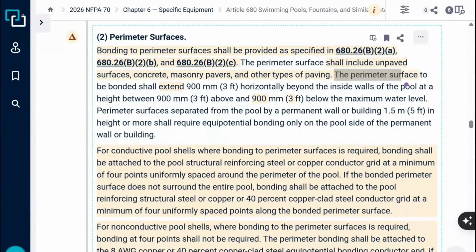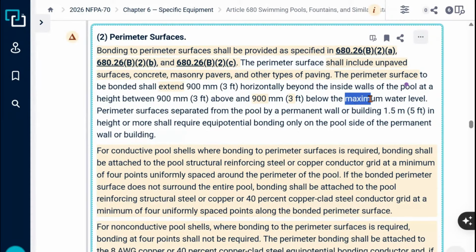Okay, so 3 foot out from the inside wall of the pool. 3 foot up, 3 foot down, again, to accommodate steps, change in elevation, whatnot. And it says at a height of 3 foot above and 3 foot below the maximum water level. So we're back to the maximum water level, the point where it comes out of the pool.